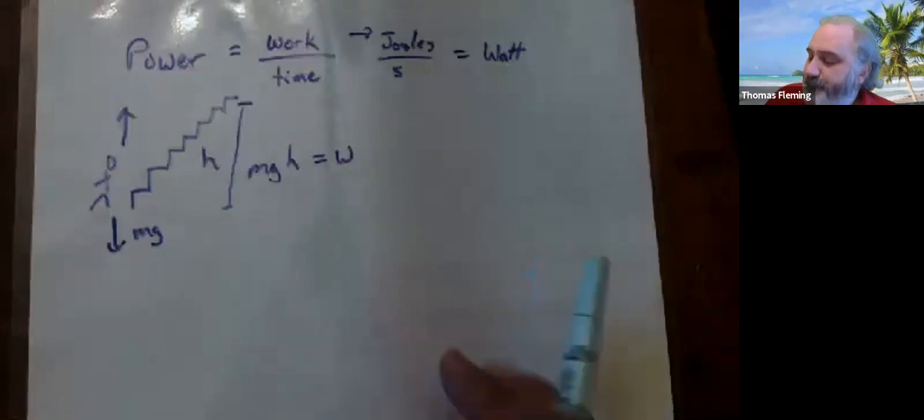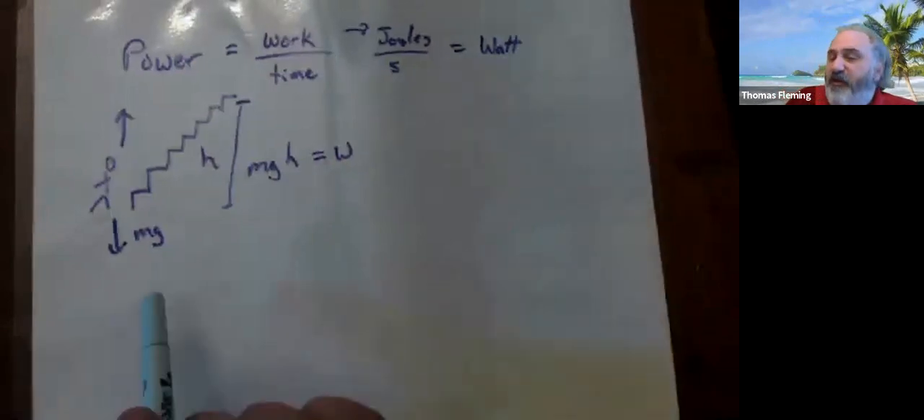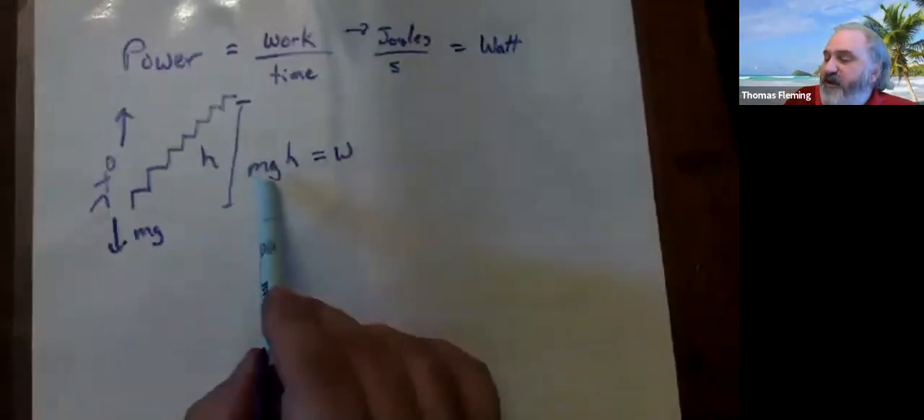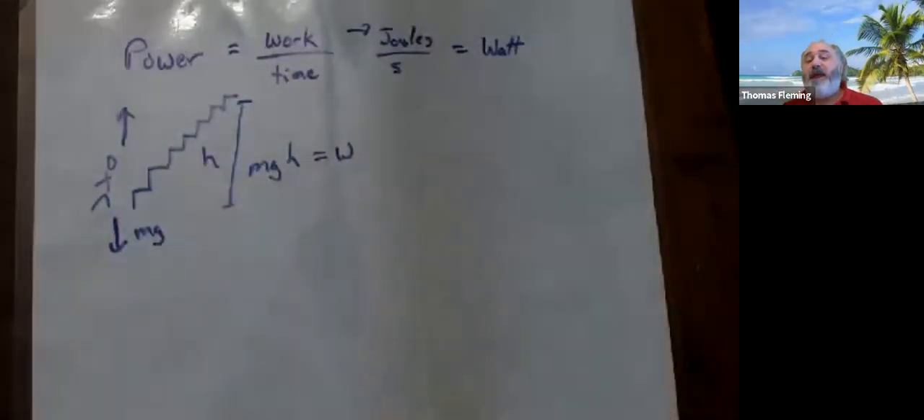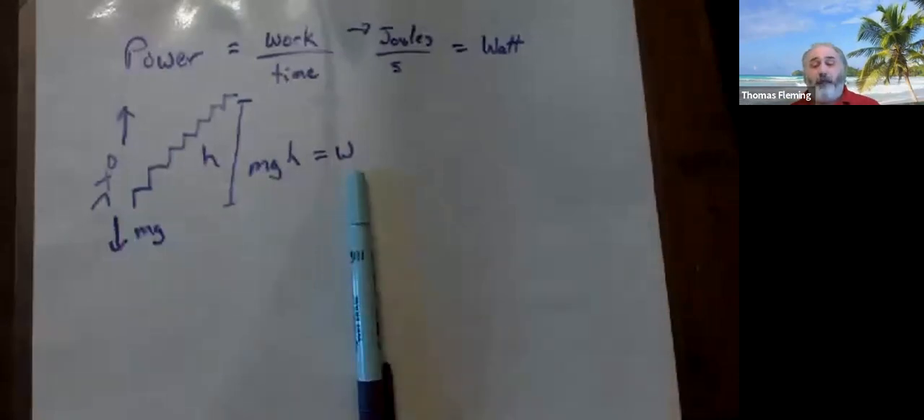Well, hang on a second. The amount of work that it takes to go up those stairs is going to be m times g times h, right? Where's the velocity show up in the formula? It doesn't, right? Which means the amount of work it takes to go up those stairs is going to be the same whether I walk them or whether I run them.